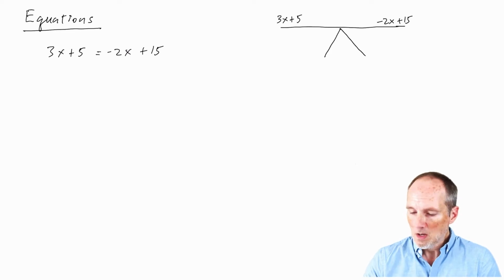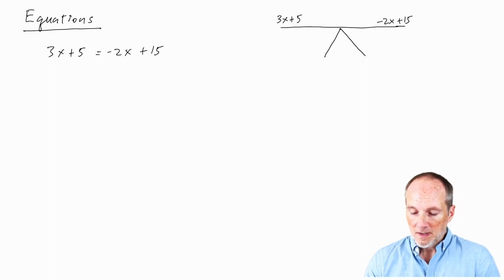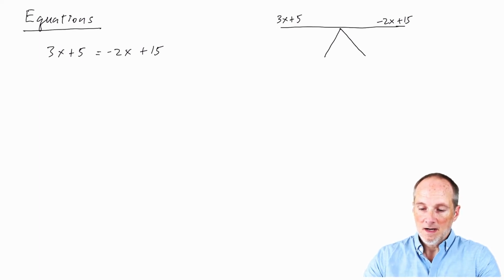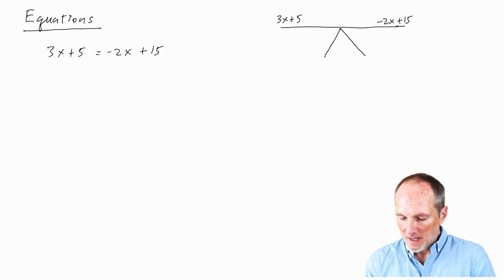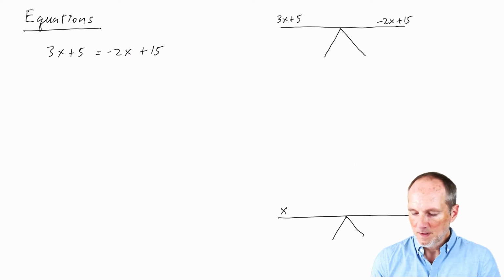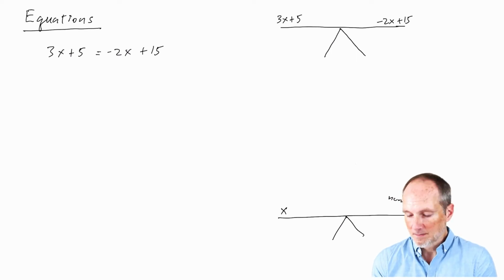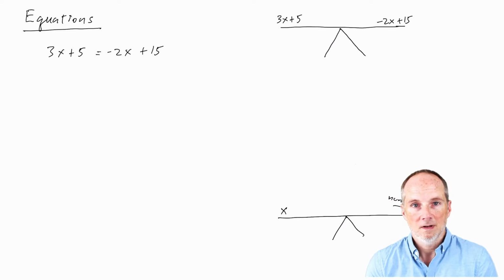So what we're going to do then is keep the scale in perfect balance, but do the same thing to each side repeatedly, so that we're always keeping that balance, so that we end up with just x by itself on one side, and then on the other side is some number. Since we've maintained that perfect balance the whole way, well, now we know what x is. That number is the solution.